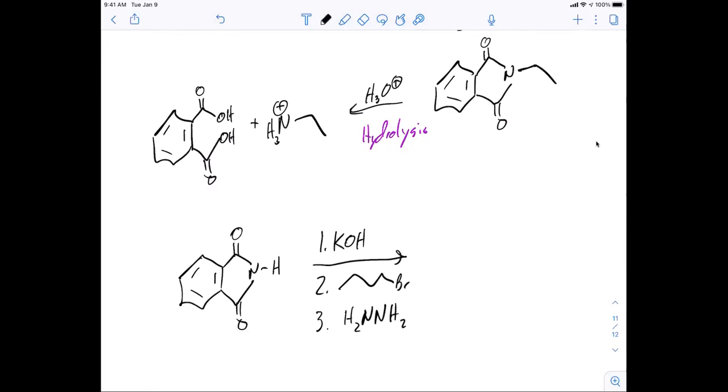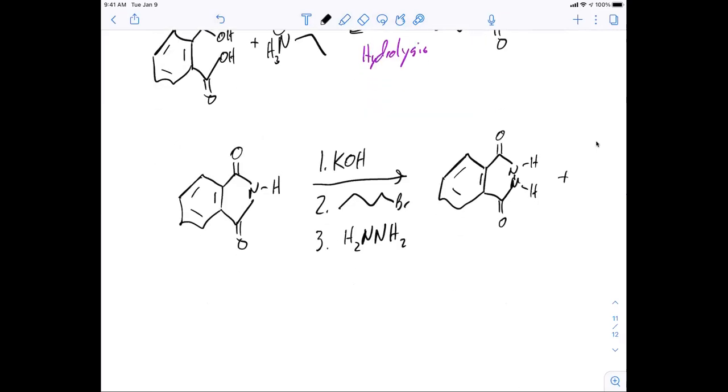What this does is instead of hydrolyzing it to the diacid, it substitutes the nitrogen, the hydrazine in for the nitrogen, kind of displacing it, giving us the NH2 without having to go through the acid and then hydrolysis followed by the base. Okay. All right, questions about this one?